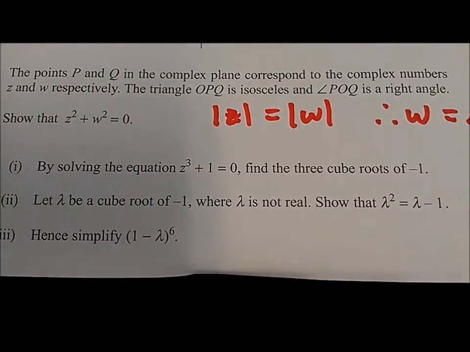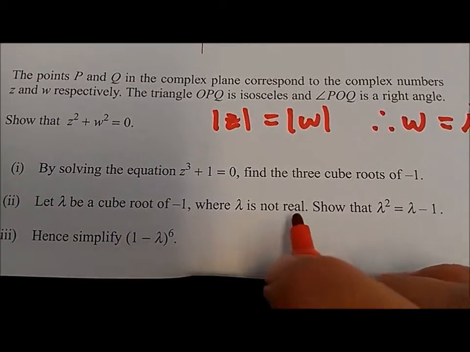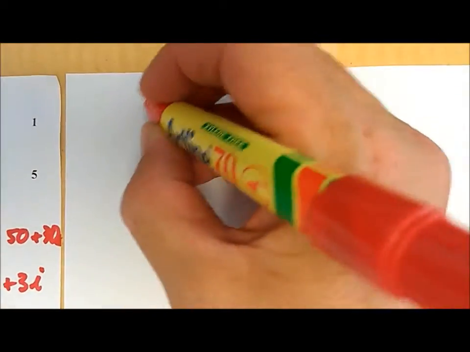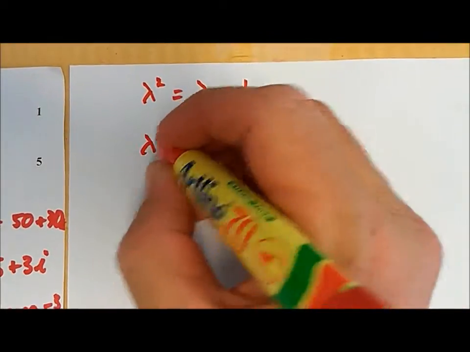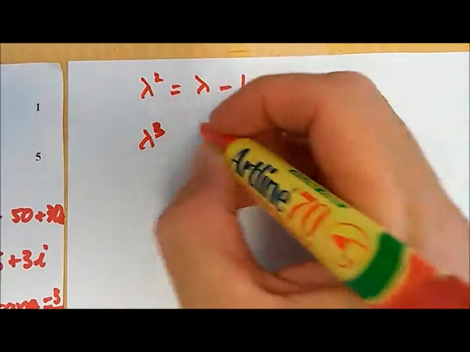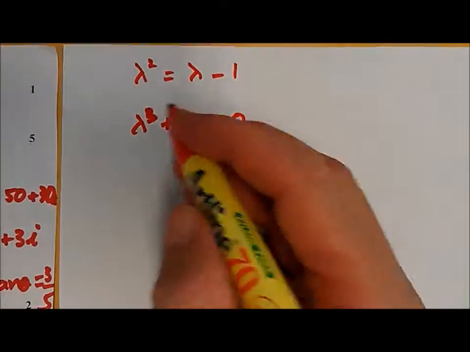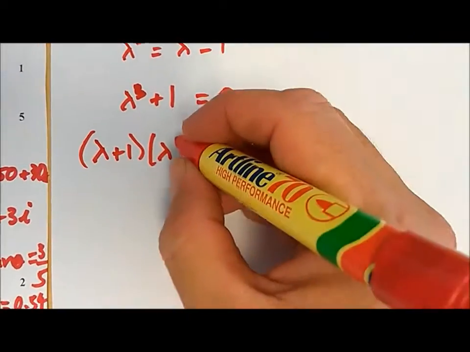The next two parts of the question I really liked. Let lambda be a cube root of -1, where lambda is not real. Show lambda squared is equal to lambda minus 1. So I want to show that lambda squared is equal to lambda minus 1. Now I know that lambda cubed plus 1 is equal to 0, because it's one of the roots, just not the real root. I can factorise this using the sum of cubes.